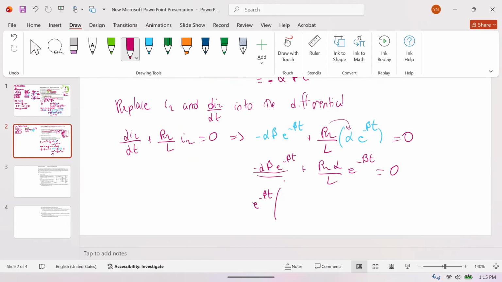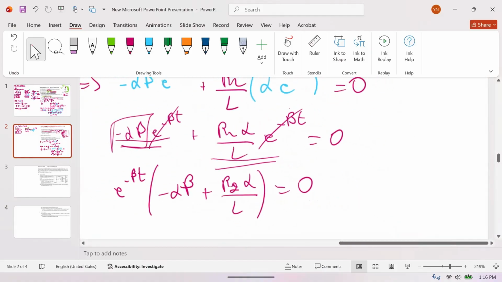So we have here and here two terms that have exponential. If we took the exponential as a common factor, from the first term we will have minus alpha beta, and from the second term we will be having R2 alpha over L, and don't forget the signs, by the way. Some people just put positive signs. They forget that some expressions have minus before them. Okay. Now what do we get at the end?